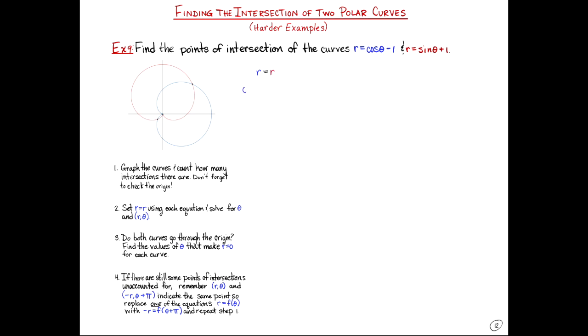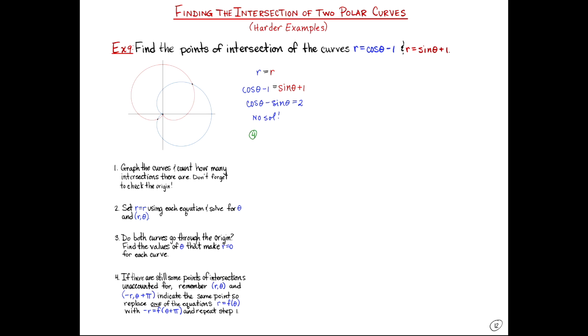Subbing in, we have cosine theta minus 1 equal to sine theta plus 1. Let's subtract sine theta from both sides and add 1 to both sides, giving us cosine theta minus sine theta equal to 2, which means there are no solutions to this equation. And so setting r equal to r does not give us back any intersection points. Let's jump down to step 4 then.